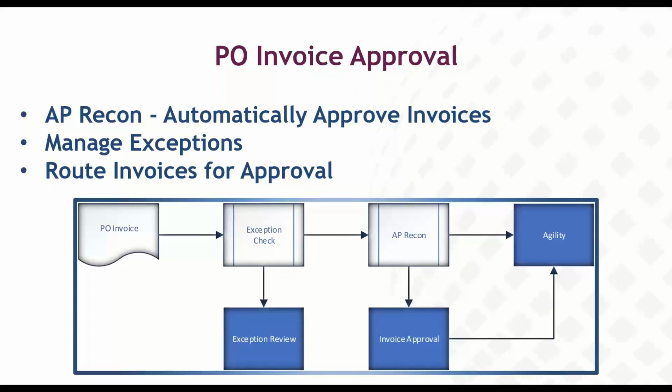And of course, again, there's always going to be exceptions. Your team will be able to manage those through the workflow as well, based on the logic we put in place. And then routing invoices for approval as necessary, whether that's automatically based on different factors like branch or approver or branch manager, but also manually too if necessary.